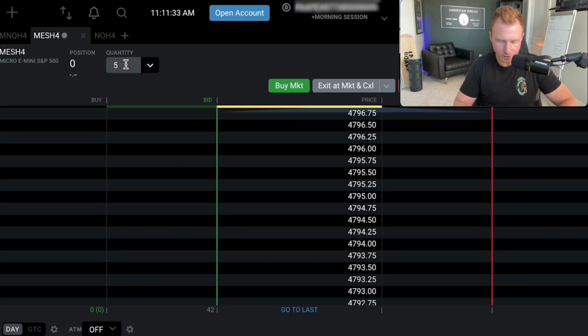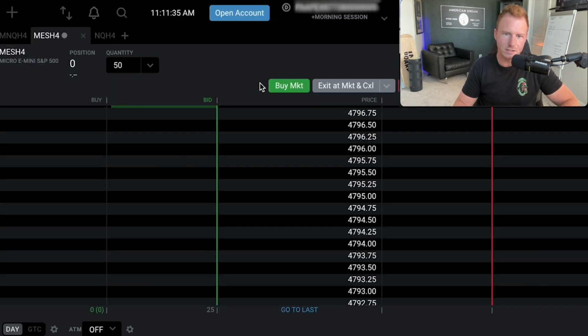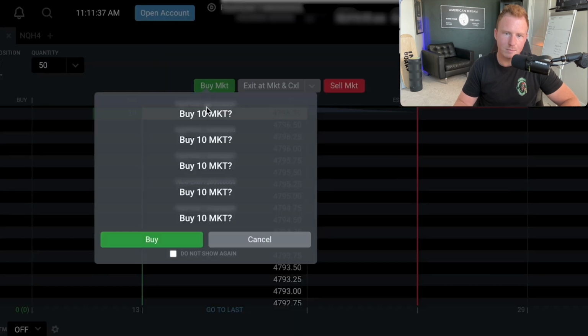So just keep that in mind. For example, okay, so if I put in 50 right here, as we can see, if I press buy, what's going to happen is you can see it's going to buy 10 contracts in each account, okay? So buy 10 contracts in this account, buy 10 contracts in this account. So you can see that it's getting duplicated across 5 different accounts when I actually go to place my order.